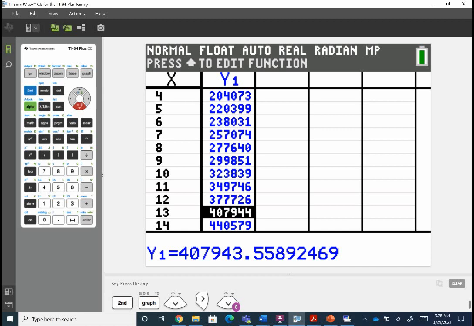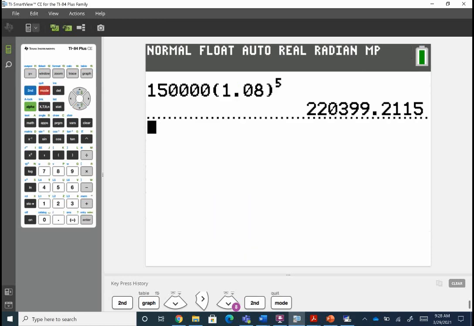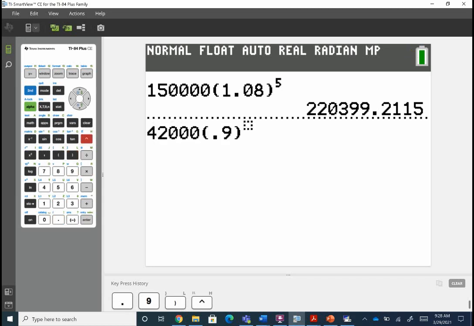So I want to get back to my home screen. Second, quit. Now I have 42,000 I start with. I've got that 90% in my parentheses. And my exponent, once again, is 5. That's just sheer coincidence. It's not going to be a 5 every time. Please don't memorize that or anything. Go ahead and press enter.